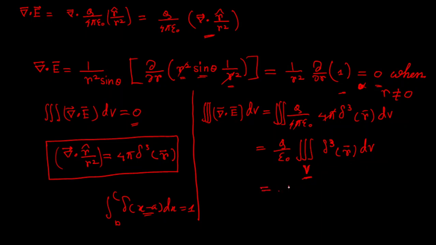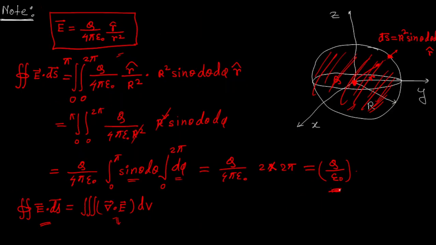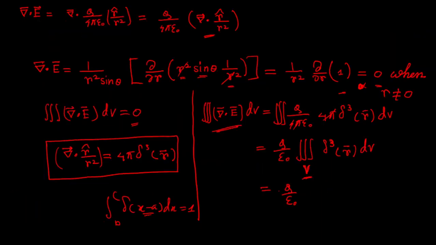So if this volume integral is 1, we'll get q by epsilon naught. Now see, from the volume integral and from the surface integral, we are getting the same result. So in a different way, you can say whatever we have guessed here is correct. So from today, if we get any vector like this, r cap divided by r square, and we want to calculate its divergence, we will always write it this way, 4 pi del cube r.